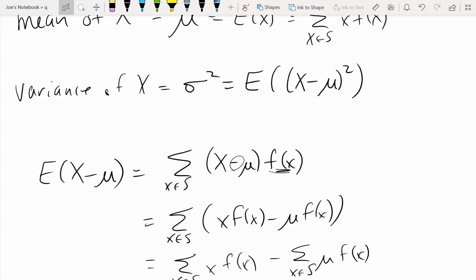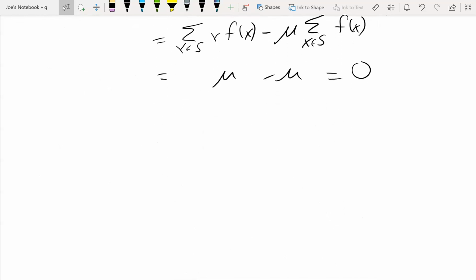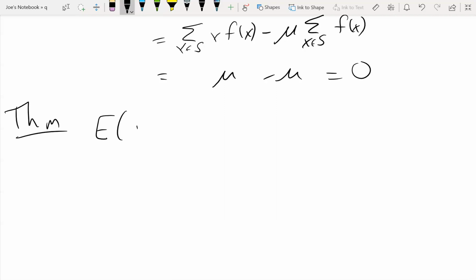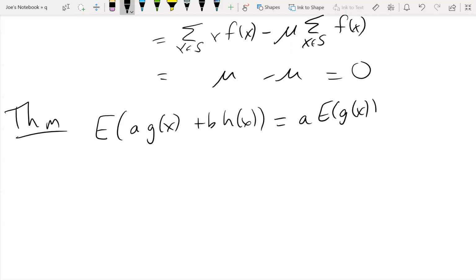So in particular, let's look back over here again. Notice that I did an expected value of x minus mu, and I was able to break it up over that minus sign. That's true in general. So, as a theorem, the expected value of a times g of x plus b times h of x is the same thing as a times the expected value of g of x plus b times the expected value of h of x.